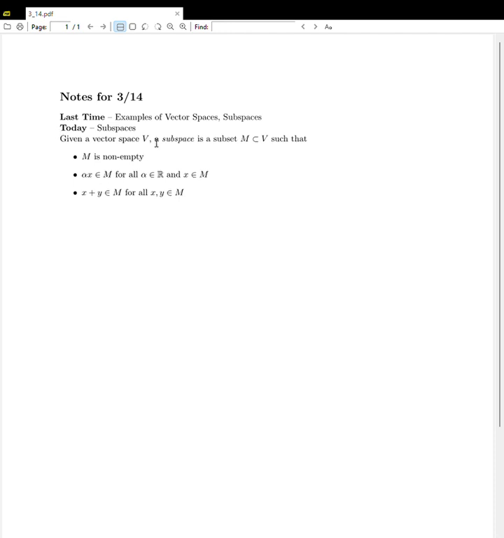So given a vector space V, a subspace M is a subset of the vector space with the following three properties. First of all, M has something in it. It's not empty. Next, a subspace is closed under scaling, meaning that if you are in the subspace, you cannot escape the subspace by scaling. And similarly, if you are in the subspace, you cannot escape the subspace by adding.